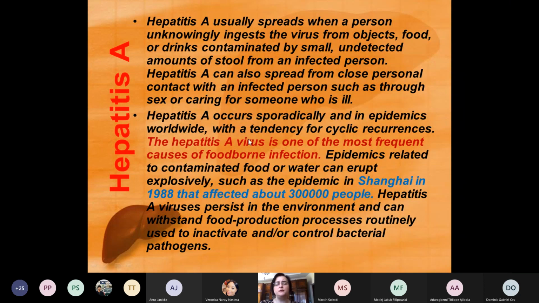The hepatitis A virus is one of the most frequent causes of foodborne infections. Epidemics related to contaminated food or water can erupt explosively, such as the epidemic in Shanghai in 1988 that affected about 300,000 people. Hepatitis A viruses persist in the environment and can withstand food production processes routinely used to inactivate or control bacterial pathogens. Sure, because it's a virus.